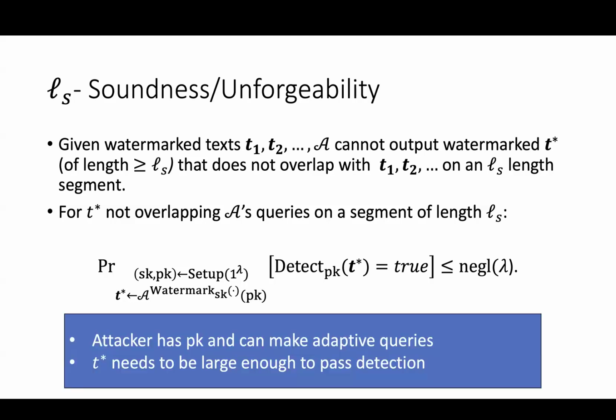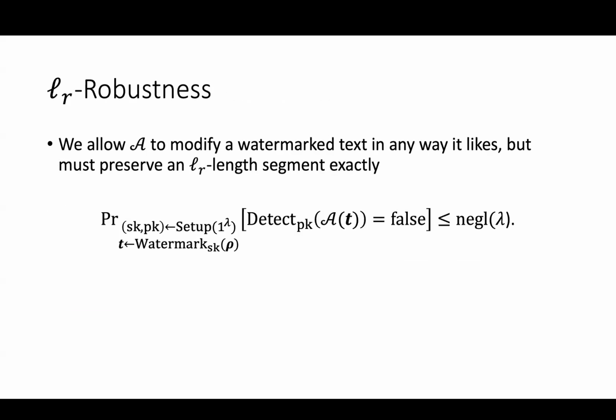And here the attacker has access to the public key, and it can make these adaptive queries. So there are two requirements here. The ls needs to be large enough, the overlap needs to be large enough. And note that the detection algorithm may not work on very short text, because of the completeness requirement. So that's an additional requirement. The text T star that the attacker outputs needs to be long enough, and it has to avoid an overlap of length ls with the watermarked texts that it gets.